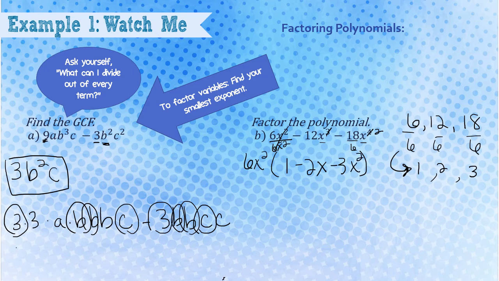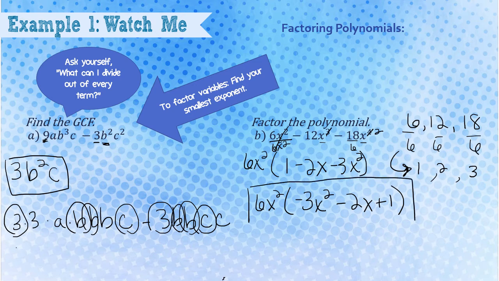Now we want to write what's left over in standard form, so I need to put that highest degree first. So I've got to flip-flop this, so it would become negative 3x squared minus 2x plus 1. And that would be my factored polynomial.